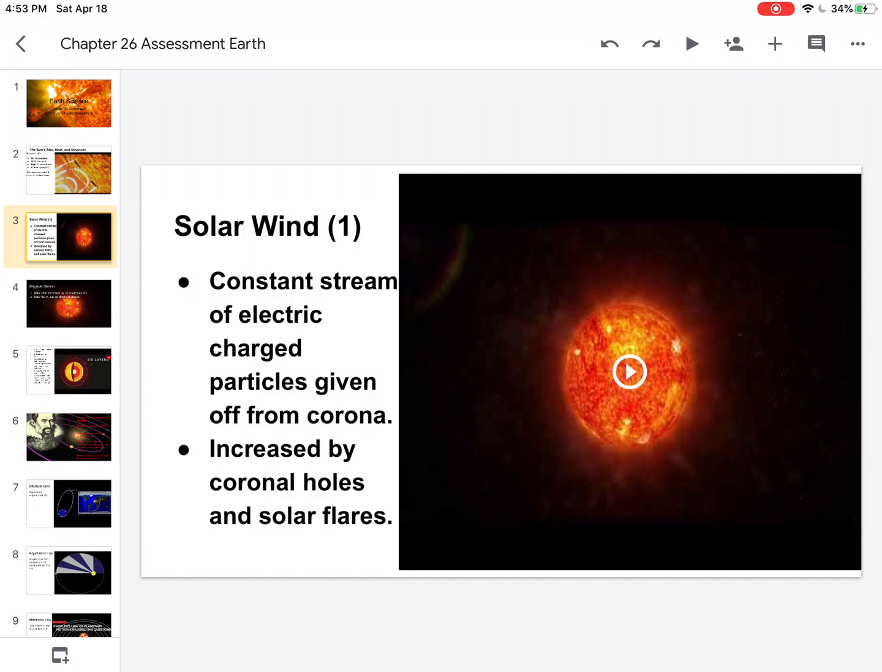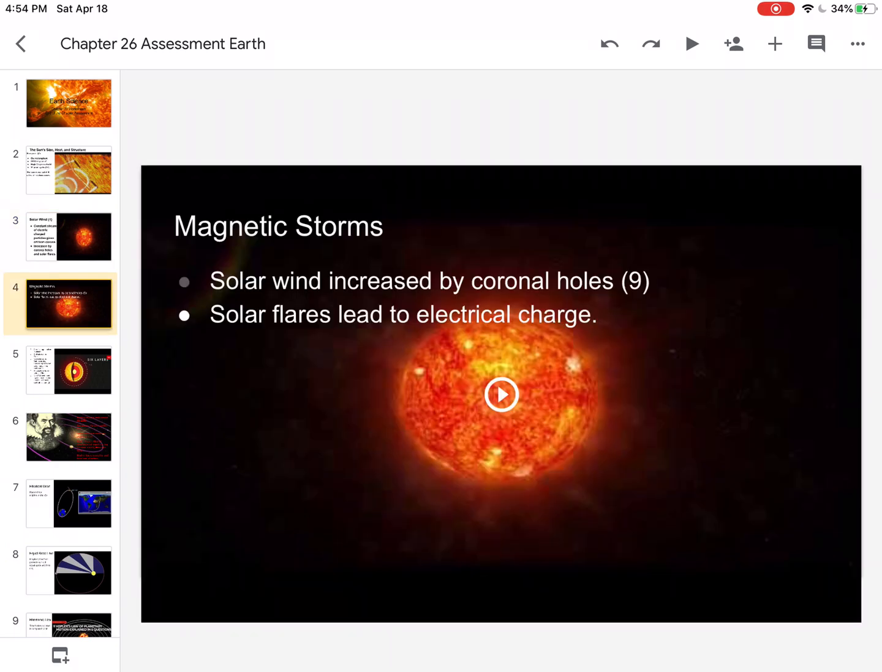Solar wind will refer to number 1 on the end of the chapter. It is a constant stream of electrically charged particles given off from the corona, increased by coronal holes and solar flares. I'm going to skip the video on that because I'm having a little bit of a challenge doing those. Again, we have magnetic storms. Solar wind is increased by coronal holes, and solar flares lead to electrical charge.